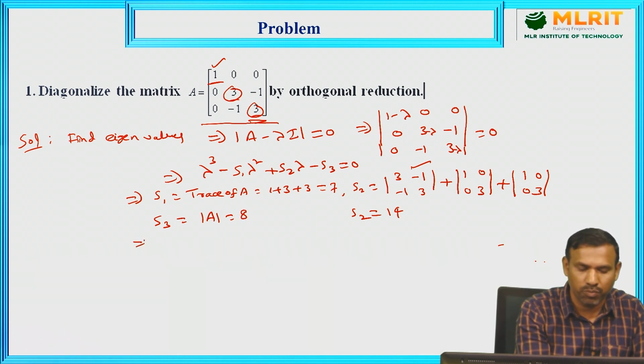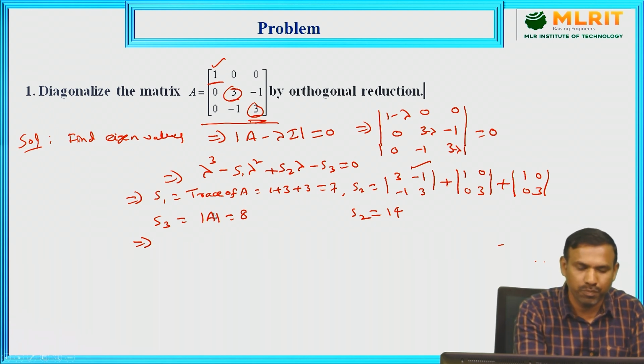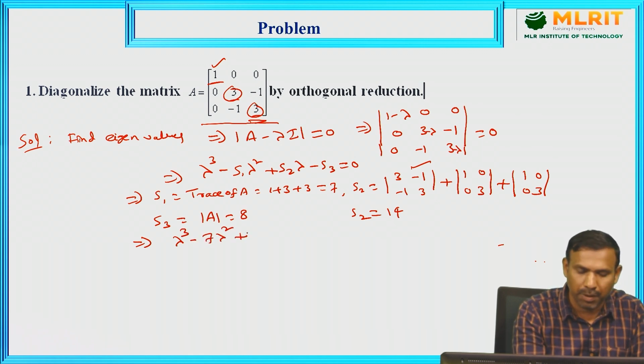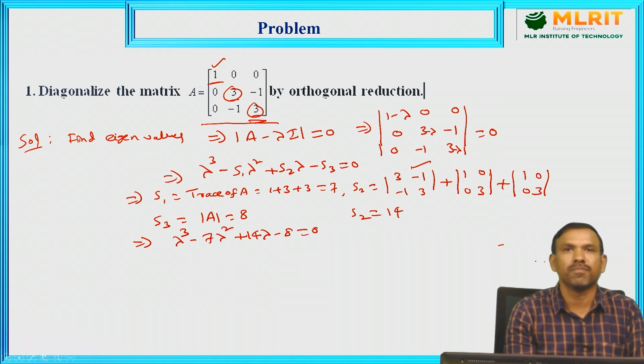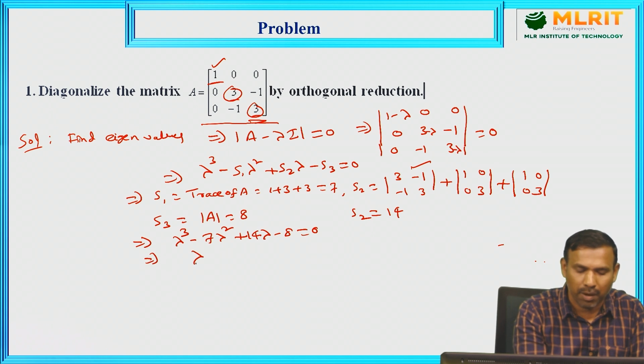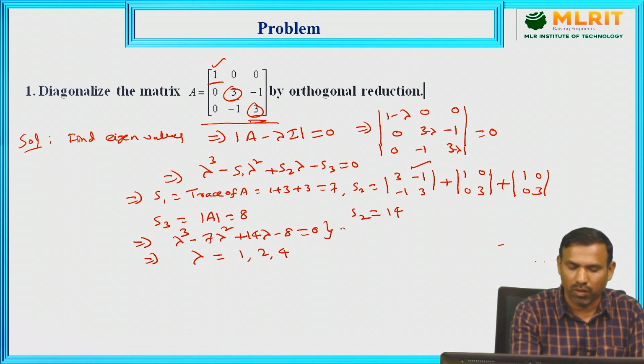Now substituting S1, S2, S3 in the equation, we get lambda cube minus 7 lambda square plus 14 lambda minus 8 is equal to 0. It is a third degree characteristic equation. Solving it, we get 3 eigenvalues, which are called the roots of the equation. Let us say lambda is equal to the 3 eigenvalues 1, 2, 4. So this you need to solve.